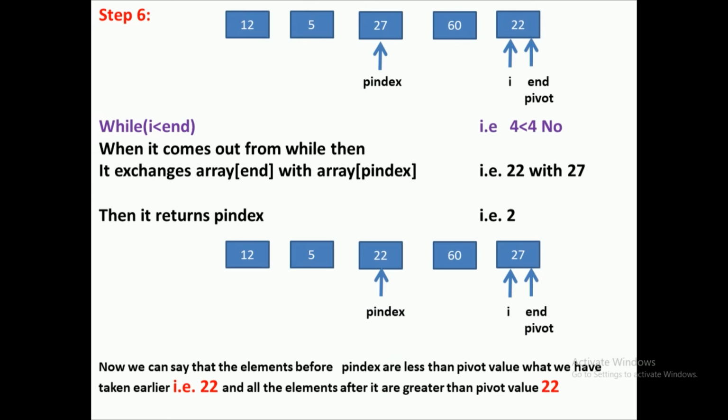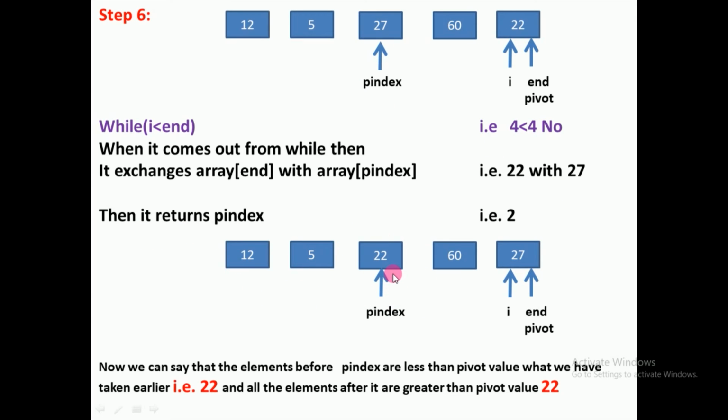In the next step, we can see while I less than end, again it continues, that is 4 less than 4, no. Then directly it comes out of the while loop. When it comes out of the while loop, it exchanges array of end with array of p index. That means it exchanges array of end, that is nothing but the pivot element, with array of p index, that is 22 is exchanged with 27. We can see in this one.